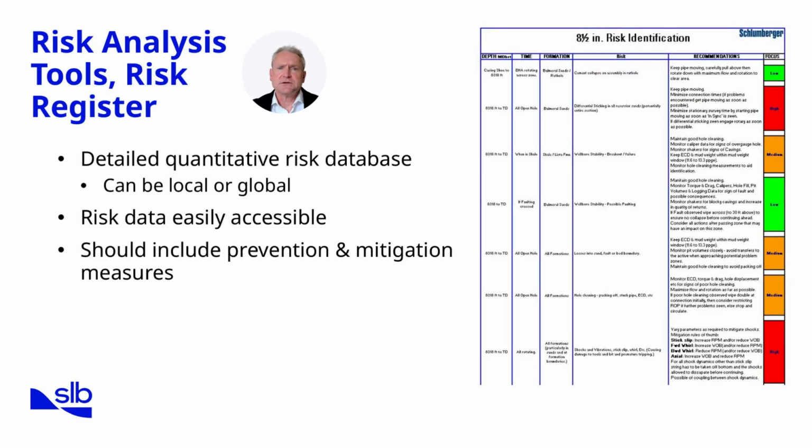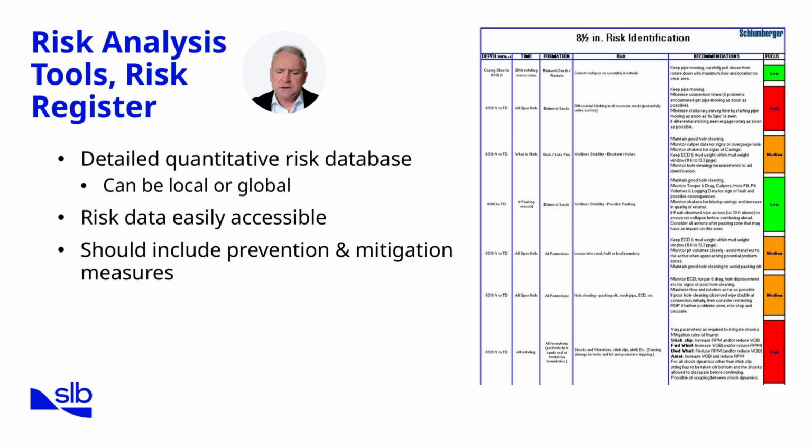A risk register is a structured database that captures and organizes detailed quantitative risk data. Registers can be developed at the local level, specific to a field or operation, or they can be maintained globally across an organization. The key advantage of a risk register is accessibility. Data can be quickly retrieved, reviewed, and applied to new projects, reducing duplication of effort.